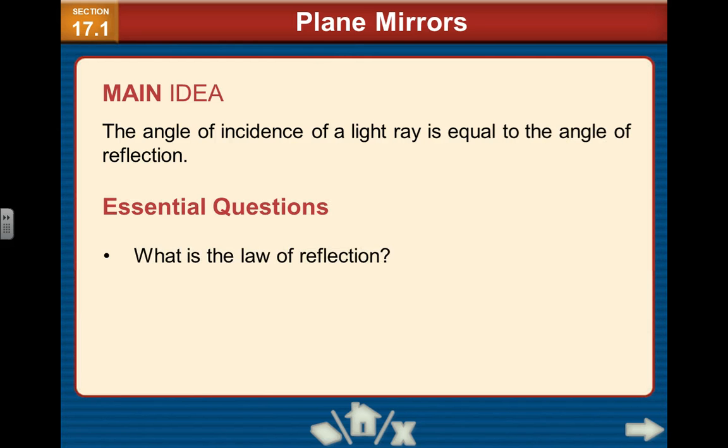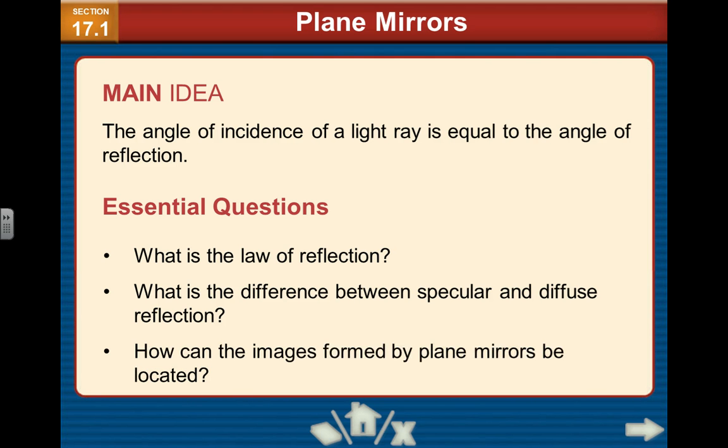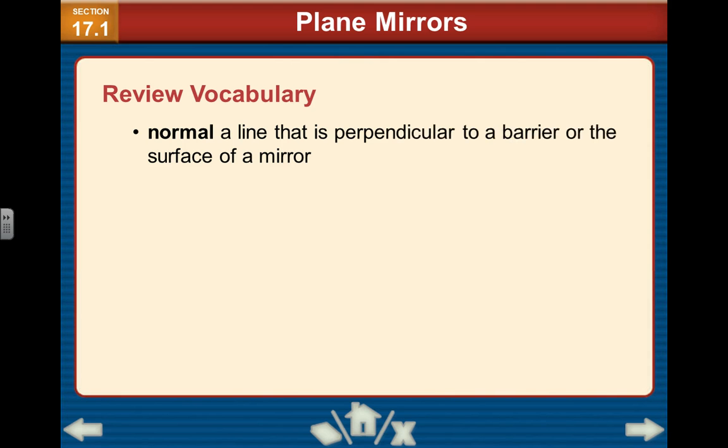And we got some essential questions. The law of reflection we talked about. Specular means that you get a good sharp image. Diffuse reflection means that you don't. And then what are the images going to look like and where are they going to be located? And then we're going to do a little bit more math beyond that too. Remember, normal line is perpendicular to the mirror.